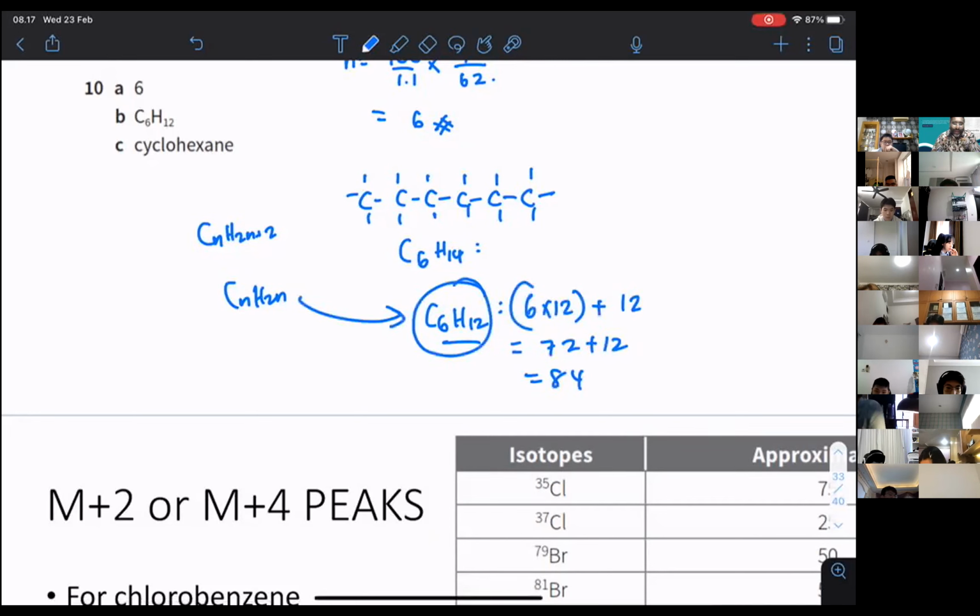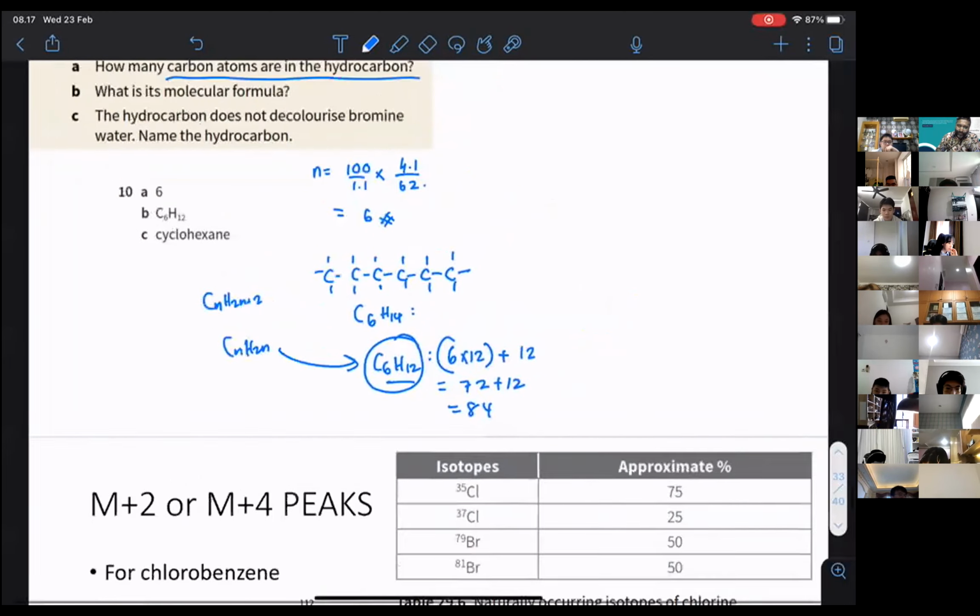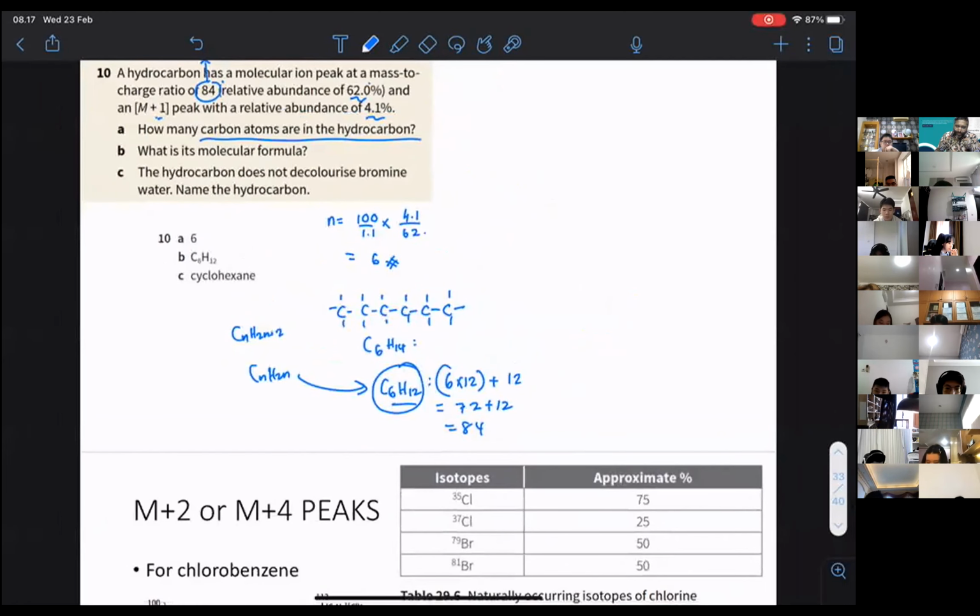So it contains an unsaturated carbon-carbon bond. So I can identify certain things. And then what is the molecular formula? My molecular formula is C6H12. And then I know that this hydrocarbon does not decolorize bromine water. But they are CnH2n.